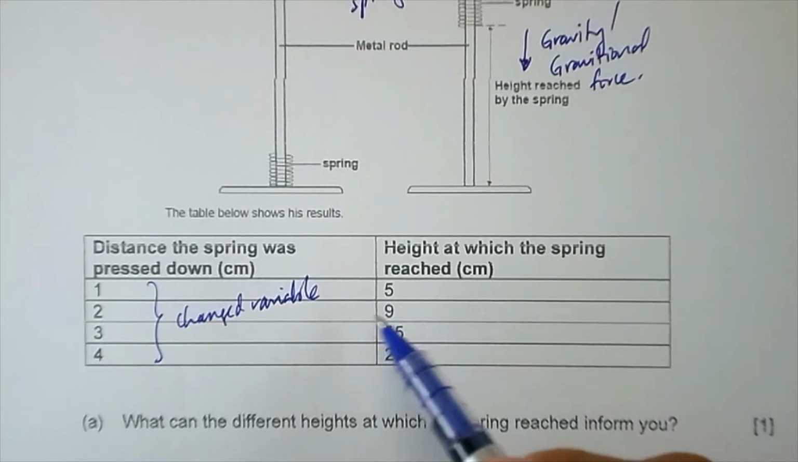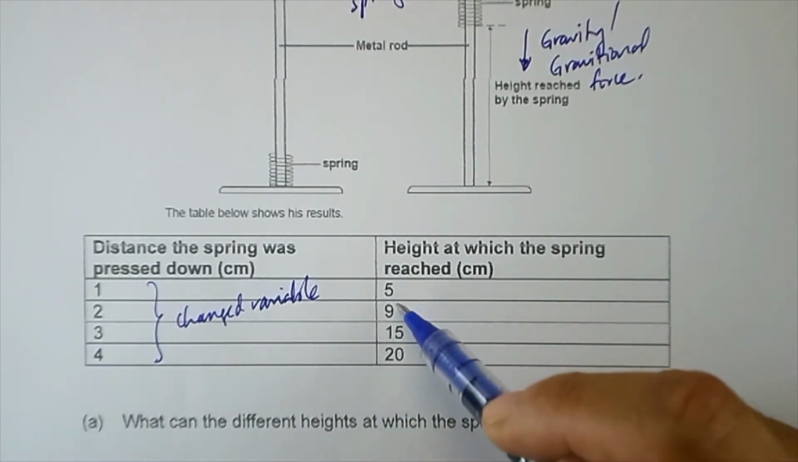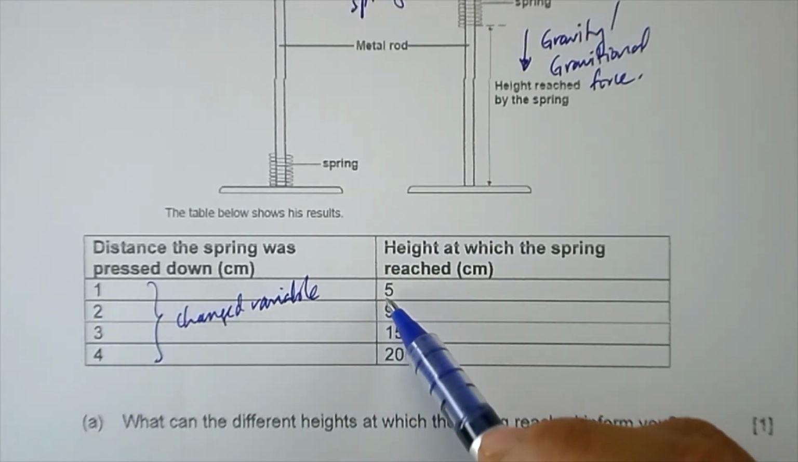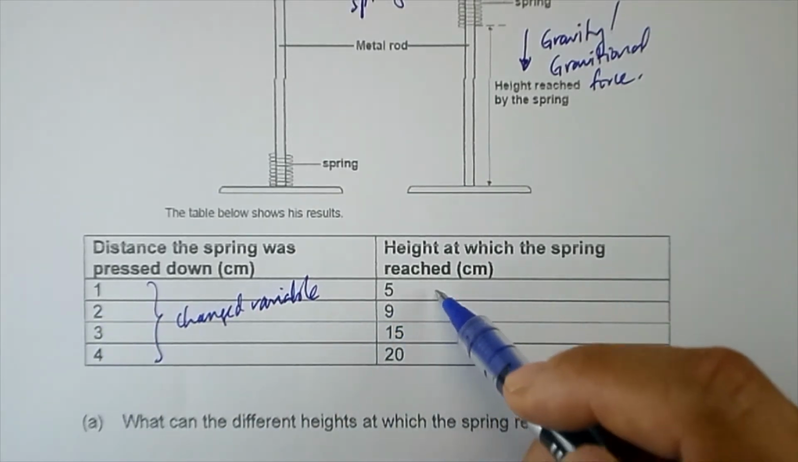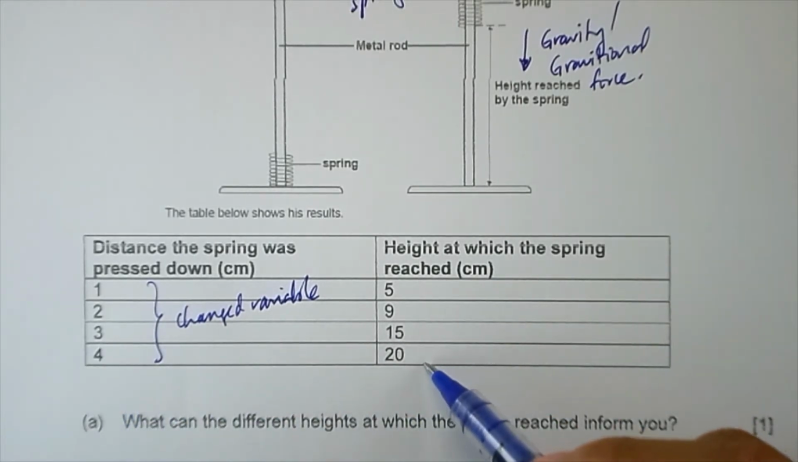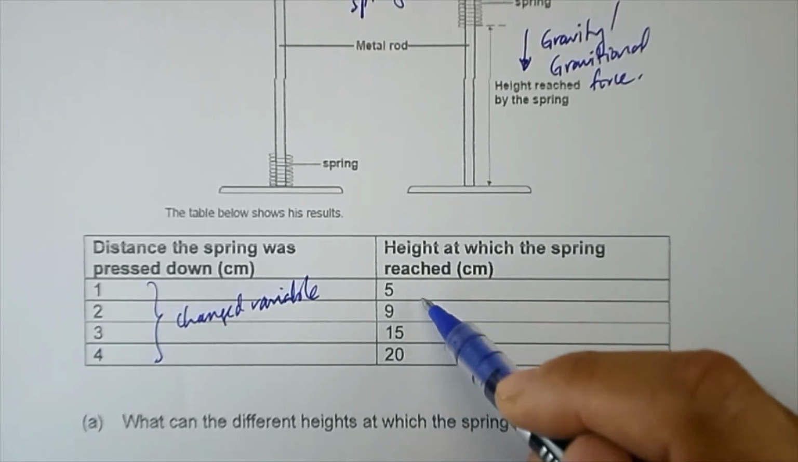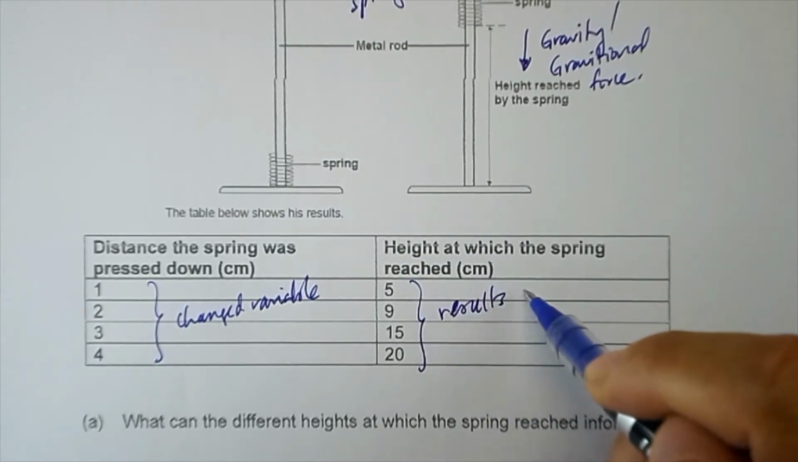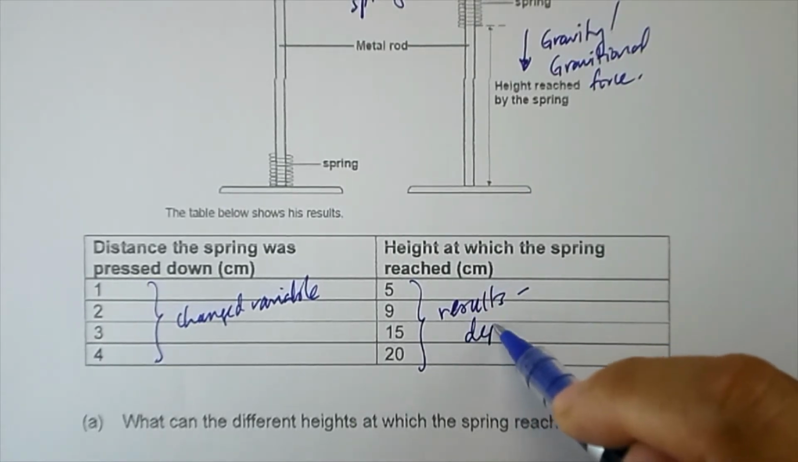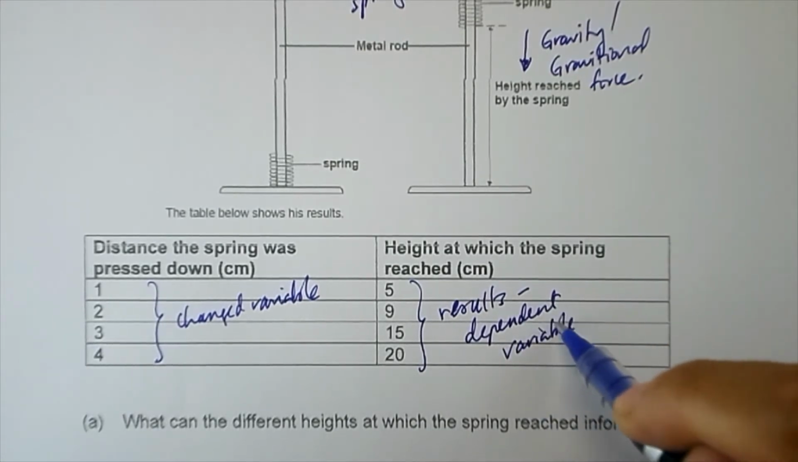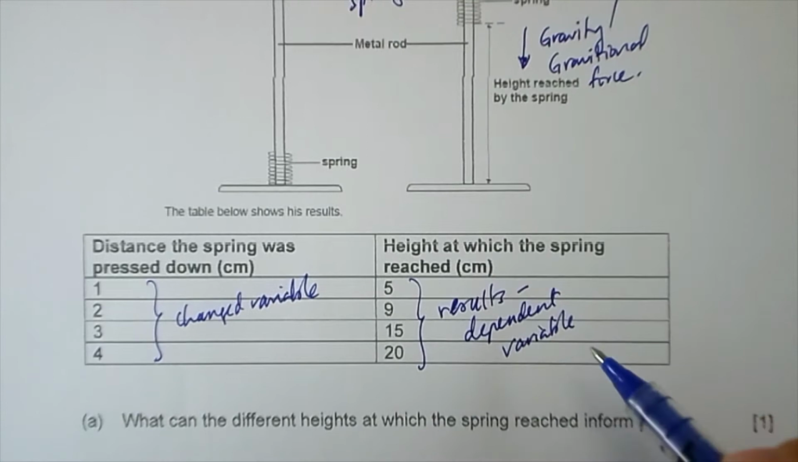And the results are shown on the right. So for 1 cm spring pressed down, 5 cm was the height the spring reached. And for 4 cm pressed down, the height reached by the spring was definitely higher at 20 cm. So the result of the experiment is also known as the dependent variable, which is dependent on how much we actually press the spring down.